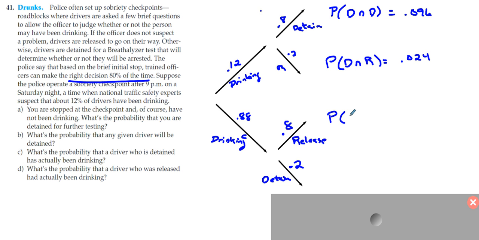This is the best outcome right here, not drinking and released. That's what should happen. You shouldn't be drinking, and you should be released as a result. And that's 0.704. Yes, I did these before. And then the probability of not having had anything to drink, but being detained anyway, is 0.176.